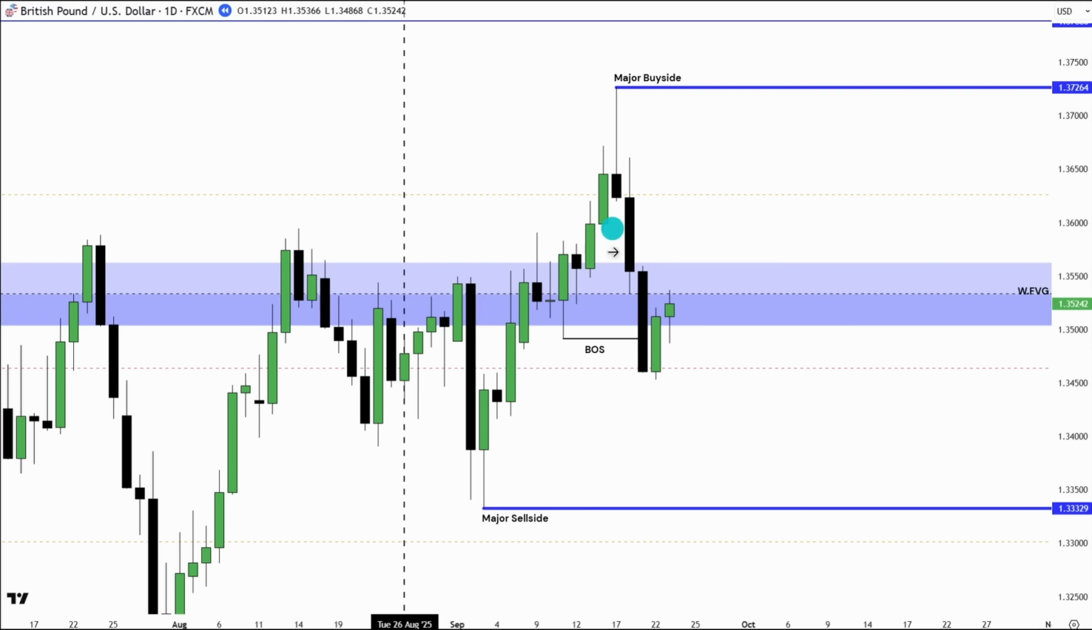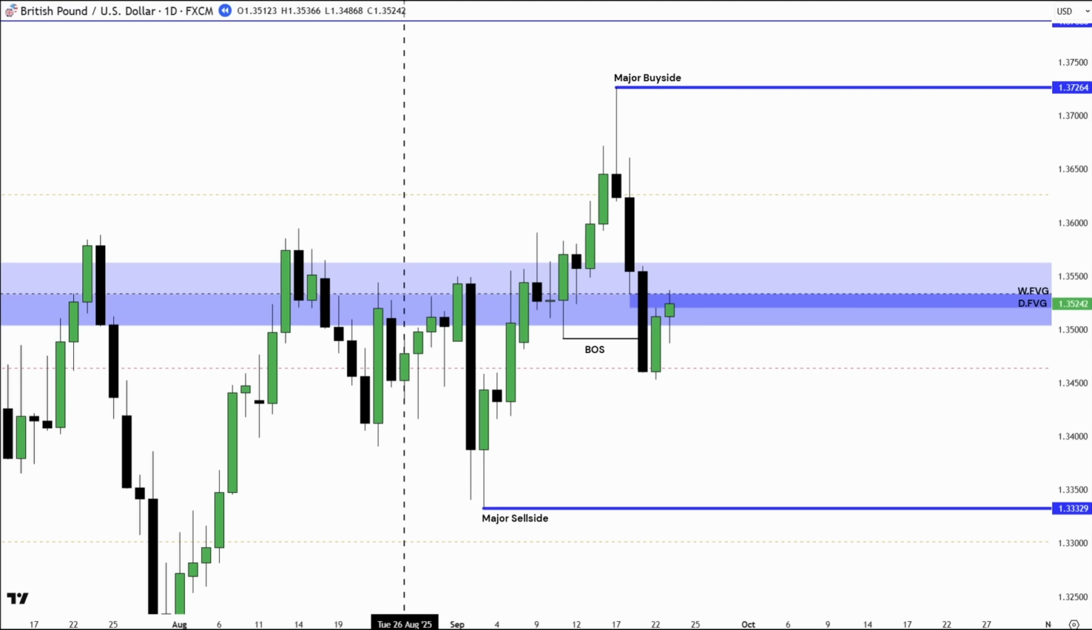Also note inside of the leg, that break in structure, we have this fair value gap. Now, this fair value gap is a high probability fair value gap. It's inside of the daily fair value gap to the left, and the premium high of this fair value gap overlaps with the consequent encroachment of the weekly fair value gap, when we already have established that this fair value gap is likely to remain open here.